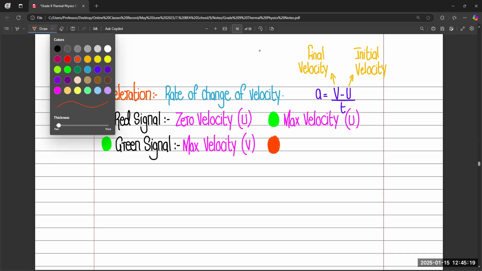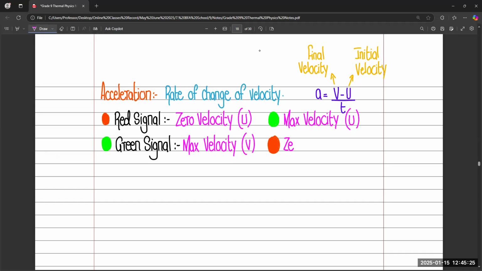So when the signal turns into red, finally what happens? Speed becomes 0. V, right? So now the situation changes. Now at the green signal, we have maximum velocity, but finally we got 0 velocity. Okay, so you can compare easily. Basically, we can easily compare these two differences.